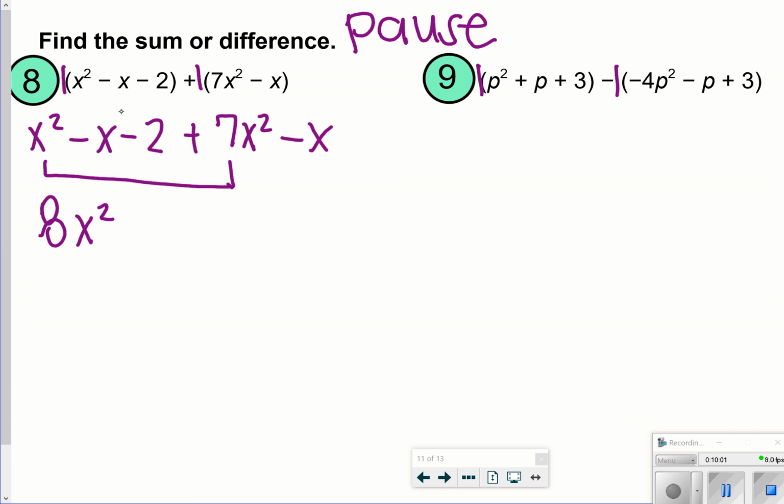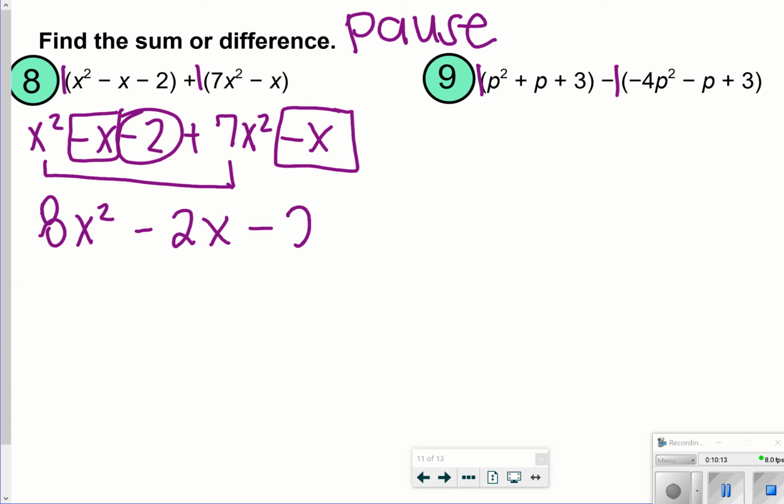I can combine my x's. This is negative x and another negative x makes negative 2x, so minus 2x. And then this minus 2, nothing else can go with it, so it just goes at the very end. So my final answer for 8 is 8x squared minus 2x minus 2.